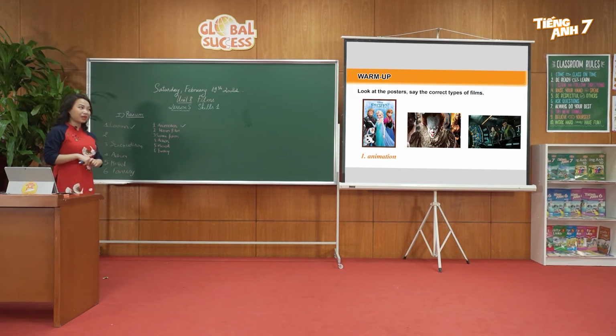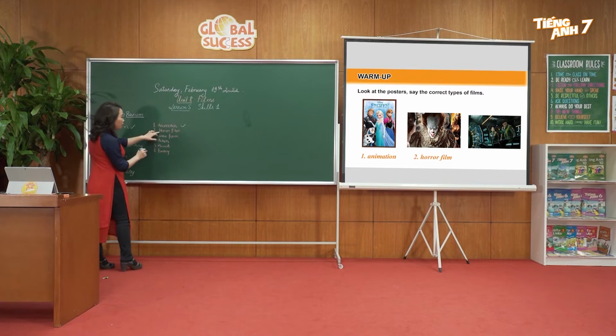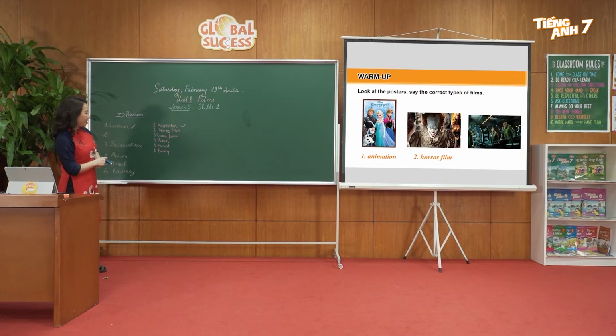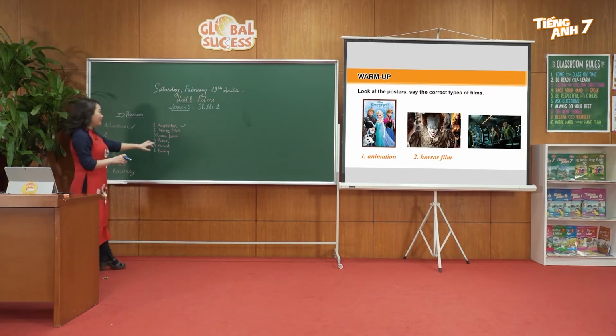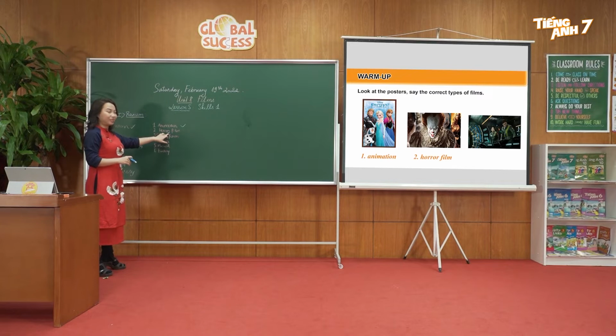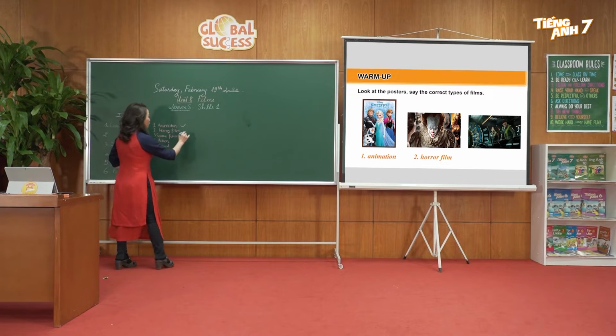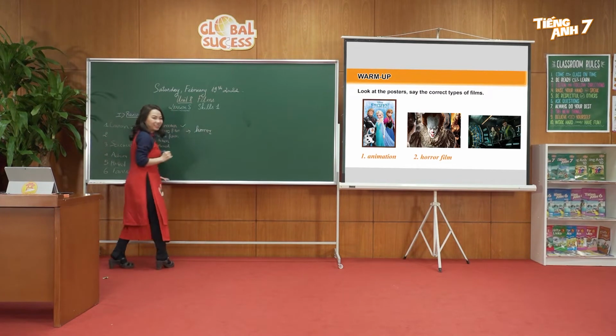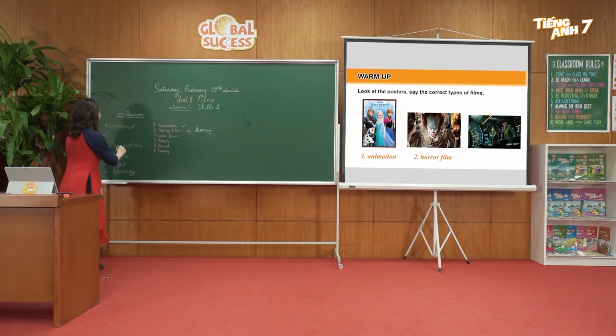Okay, let's look at the screen. Number 2, what can you see in the poster? Yeah, okay. Number 2, it is a horror film. Look at this. We have horror. There is a spelling mistake here. It must be the letter R. It is not the letter S. Okay? So we have to change it into horror. We have horror film.